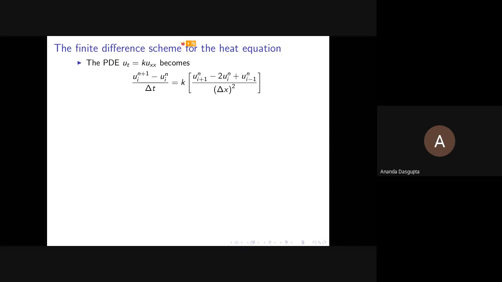So is this clear to everybody? I'm assuming from the silence that it is. Fine.